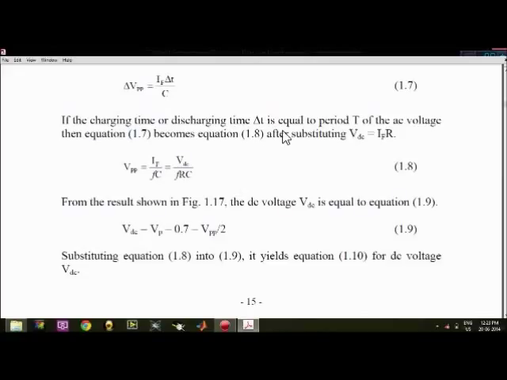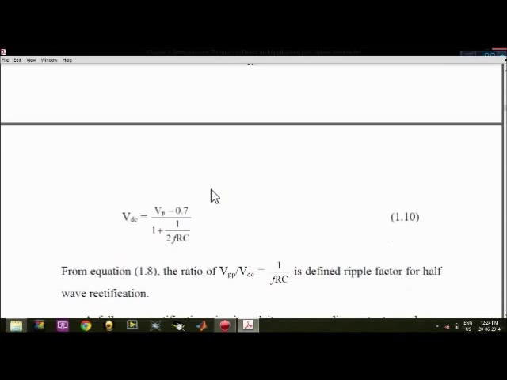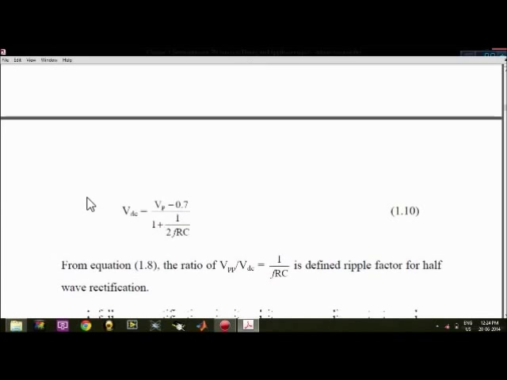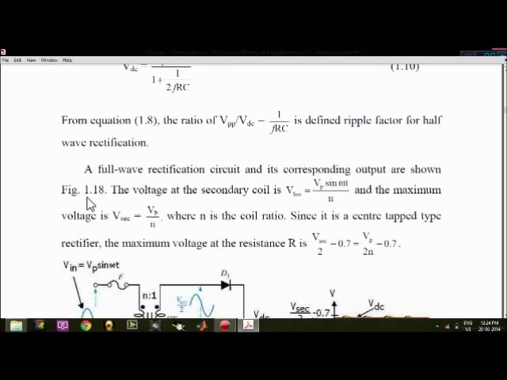Now in that case the DC voltage VDC is equal to Vp, the peak voltage, minus the drop across the diode, that is 0.7, minus Vpp by 2, the drop across the capacitor. So the net DC voltage will be Vp minus 0.7 minus Vpp by 2. Now further substituting in the above equation, we will get the VDC in this form. So it depends upon what components are combined with the circuit, and after that we can easily identify how it behaves.